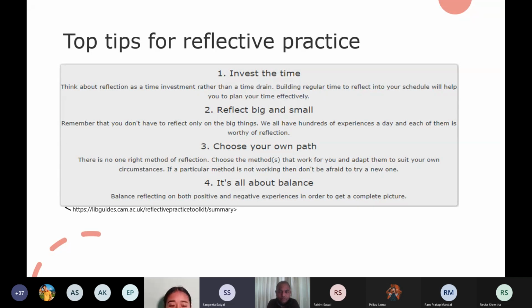Remember that you don't have to reflect only on big things. We all have hundreds of experiences a day, and each of them is worthy of reflection. Choose your own path. You can choose your own method of reflection. If a particular method is not working, then don't be afraid to try a new one. And it's all about balance. Reflecting on both positive and negative experiences is important to get a complete picture.